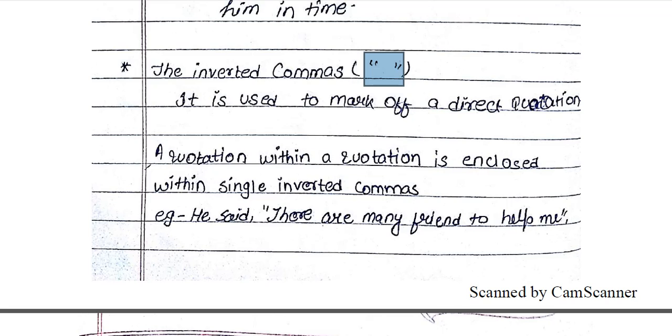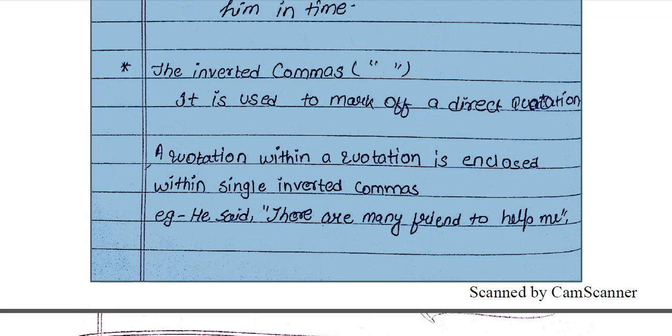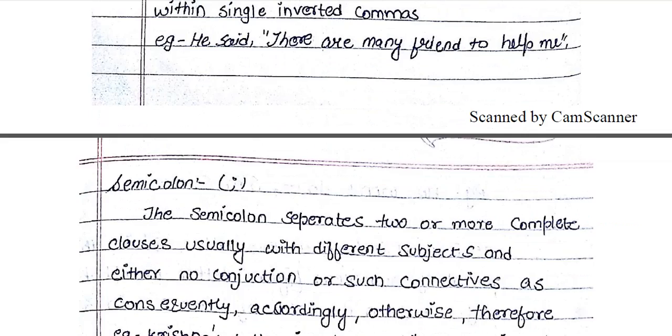A quotation within a quotation is enclosed within single inverted commas. So if you want to give a quotation within a quotation, then it will be enclosed in single inverted commas. Okay. For example, he said, there are many friends to help me. So someone said this thing, there are many friends to help me, and the other person is just reciting what he said. So he has used the inverted commas because that's direct speech.